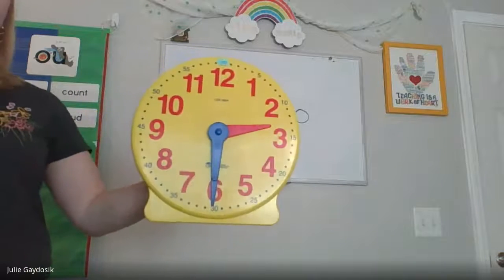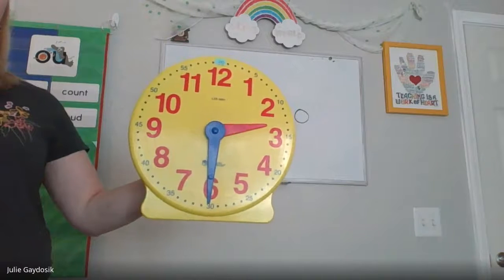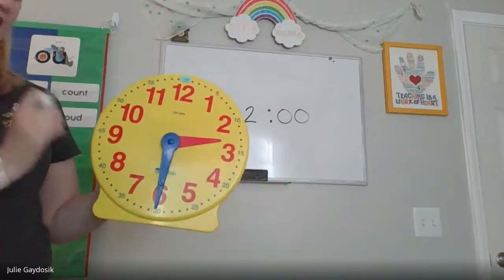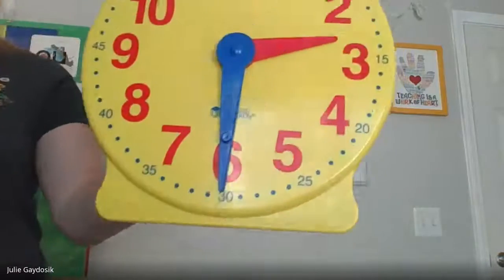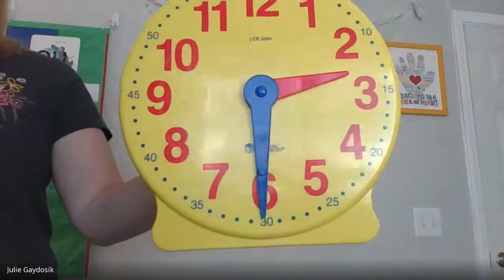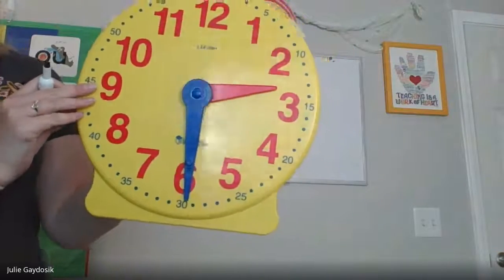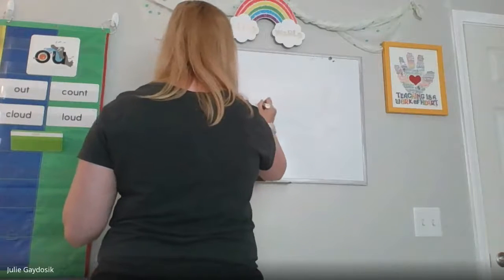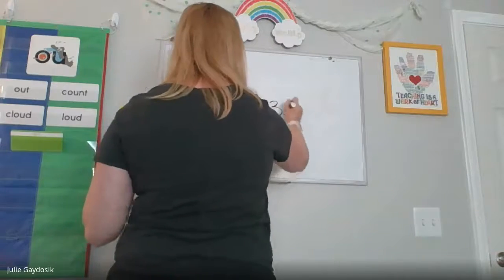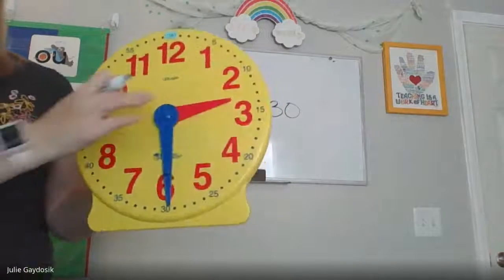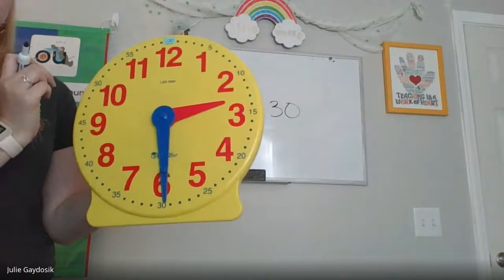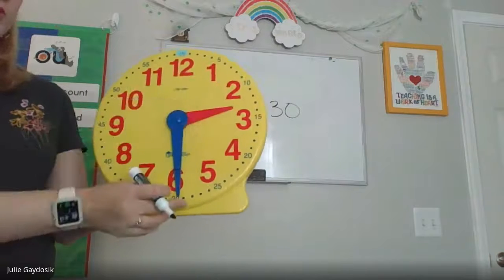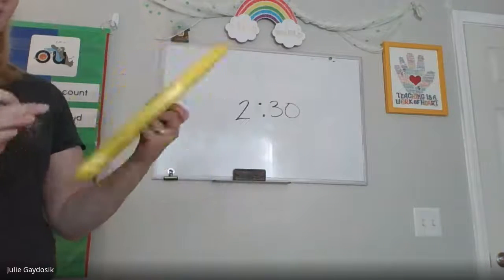What time is this in digital form? Be careful. It's in between the 2 and 3. It's not at the 3 yet. And be careful to where the minute hand is pointing to. What does that minute hand represent? That's right. This time is 2:30. We are not quite at the 3 yet. We're still between the 2 and the 3. We haven't made it to the 3 yet. So it is 2:30. The minute hand represents 30 minutes.